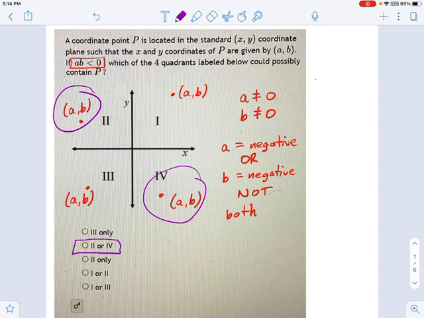And that's the way you should think through this problem. When it says the product of A times B, you got to think one of them is negative, one of them is positive.